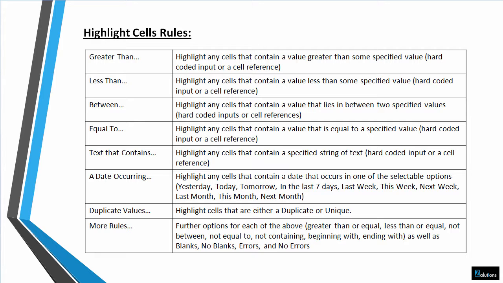There are also more rules which include greater than or equal, less than or equal, not between, which highlights any cells that are not between two specified values, not equal to, not containing, which highlights any cells that do not contain a specified string of text, beginning with or ending with, which highlight a cell if it begins or ends with some specified string or value, as well as some others including blanks, which highlights any blank cells, no blanks, which highlights any cells that are not blank, errors and no errors, which highlight either any cells that contain an error or any cells that do not contain an error.